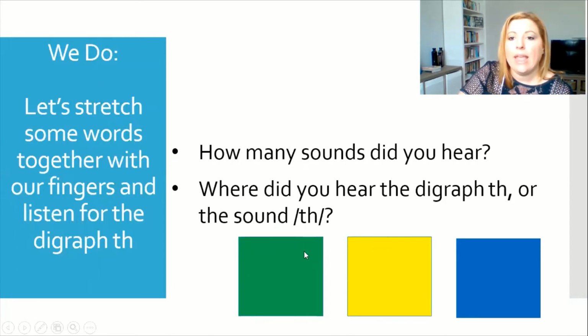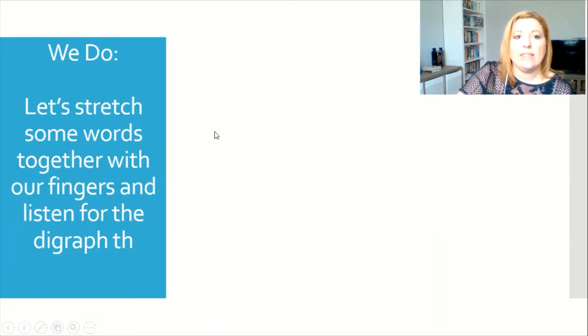Let's say the word again and look at our sound boxes. You ready? Thumb. That's right, we heard it at the beginning. It's that very first sound of the word. All right, let's do another one together. Let's do the word moth.